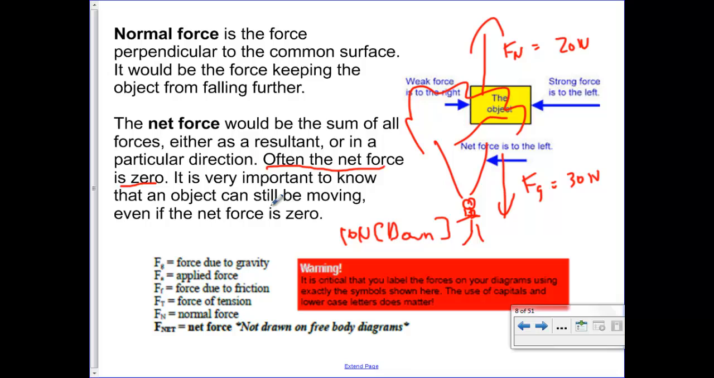Okay, side note here. Can the normal force be greater than gravity? Let's say it was. Let's say the normal force was somehow 40 newtons.